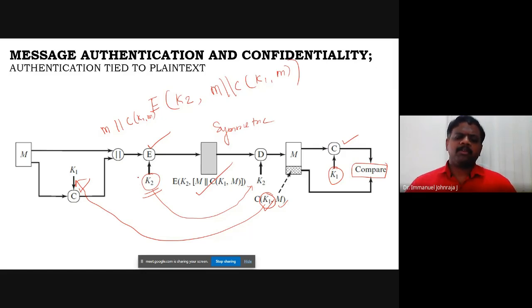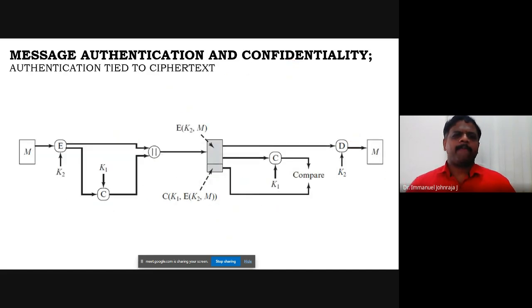Then is there something called authentication tied with ciphertext? Yes, we are going to see that now. Here the authentication is tied to ciphertext. What is that, sir? Simple. If you recall the earlier architecture, the MAC was calculated for the message and then appended before encryption. But here, the message is encrypted first using the key which is exchanged for encryption and decryption, and then the MAC is calculated for the ciphertext. Hence the authentication is tied to ciphertext.